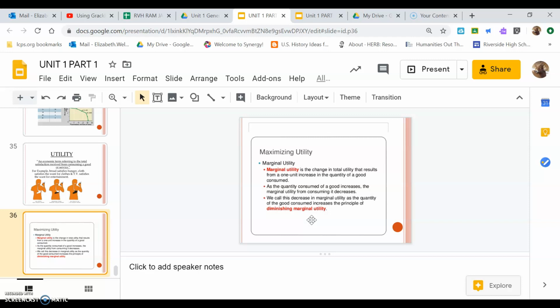The first glass of lemonade you have is so good. Let's say it's a hot day and you've been mowing the lawn. The second one is all right, but it's not as good as the first. And then the third is just going to make you sick.